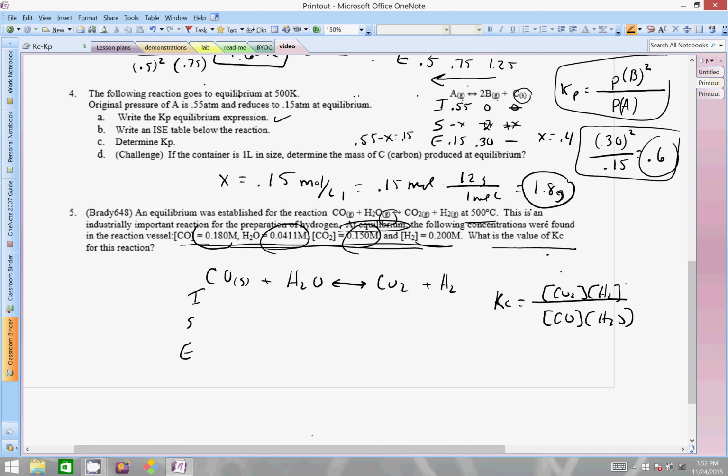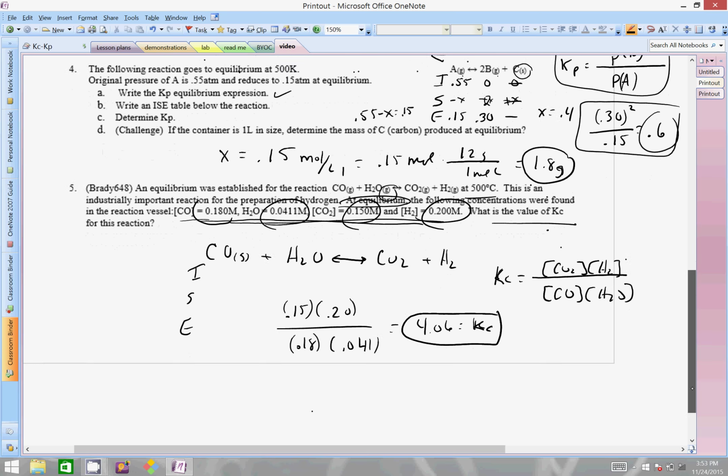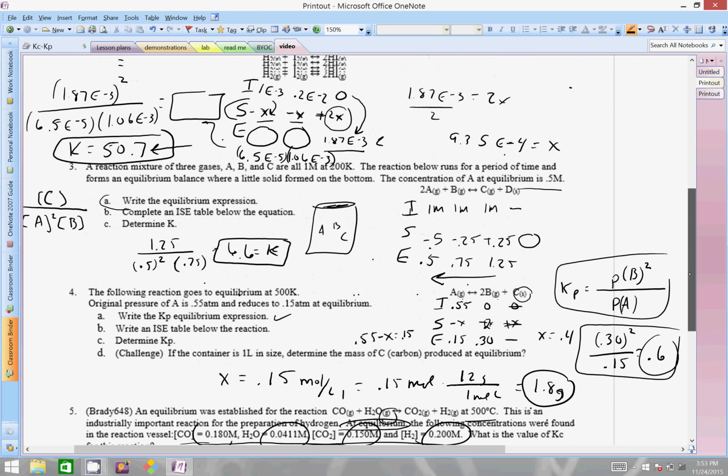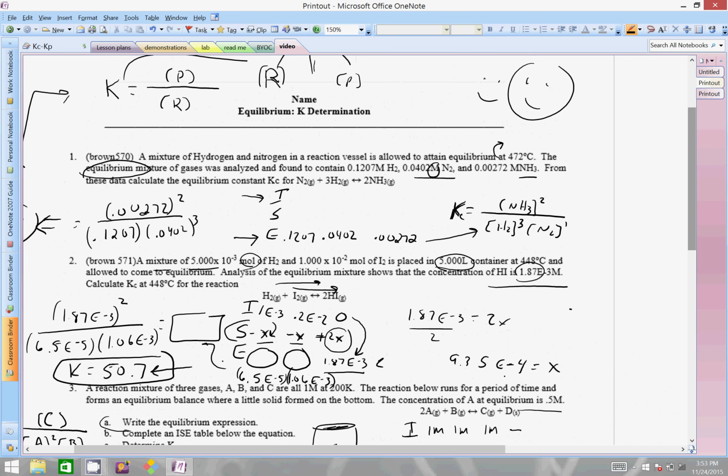Plug them in, and we get 0.15, 0.20, 0.18, 0.041, and punch it out. My calculator is giving me a value of 4.06 for my K value, my Kc for that matter, with no units because it's calculated in moles per liter. And that is 1 through 5 of this page, and good enough for now.